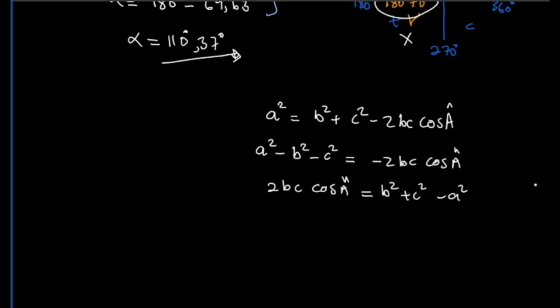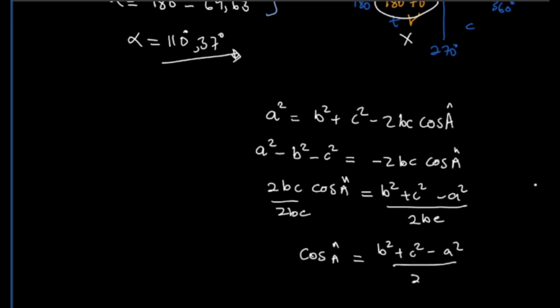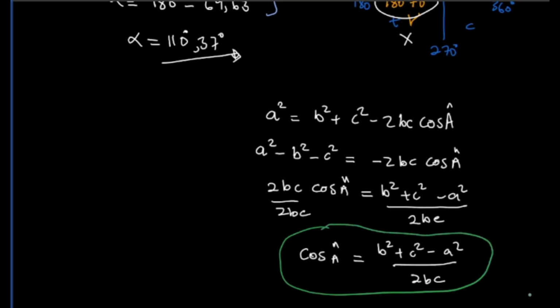Divide by 2bc. Therefore, what is the cos of A? It's b squared plus c squared minus a squared over 2bc. So now, look at what is going on here. Is this the formula that you are referring to? Yes, sir. This is the formula. It's correct. Ask me why.